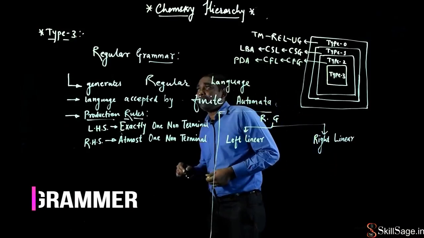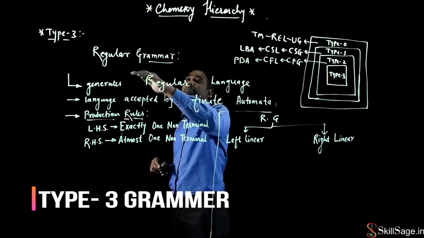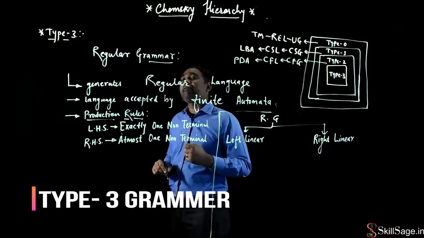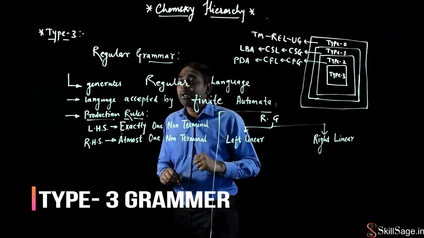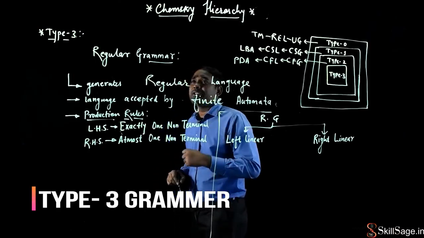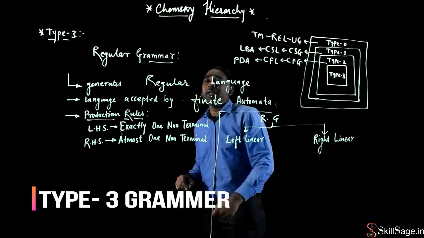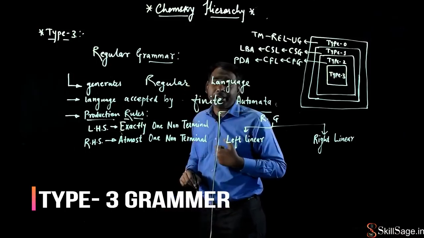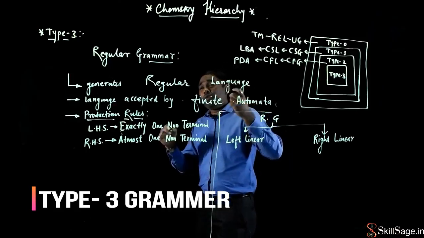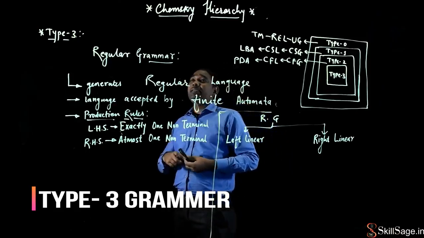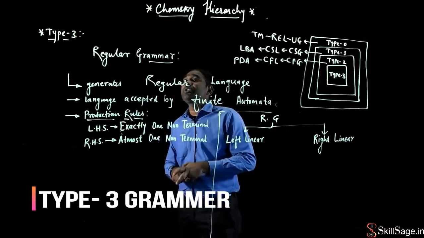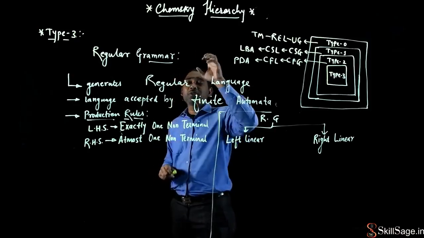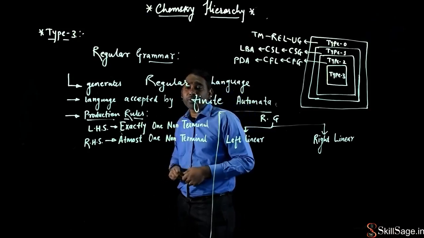What is my type 3 grammar? Type 3 grammar is a regular grammar. This regular grammar generates a language called regular language, and the language generated by this regular grammar is accepted by one mathematical model called a finite automata. So on what basis can we say that the given production rules belong to regular grammar? There are certain restrictions. Chomsky has put certain restrictions on the production rules.